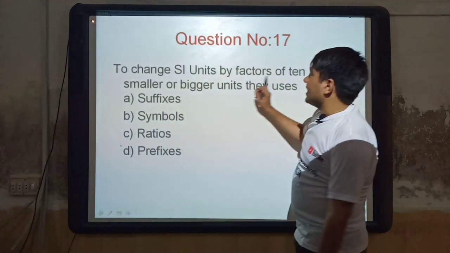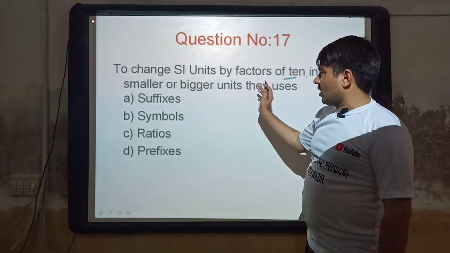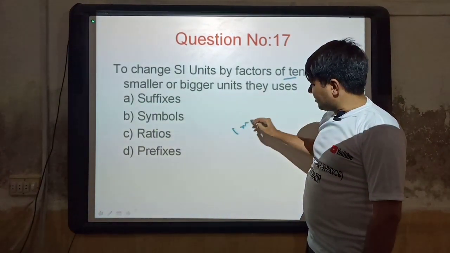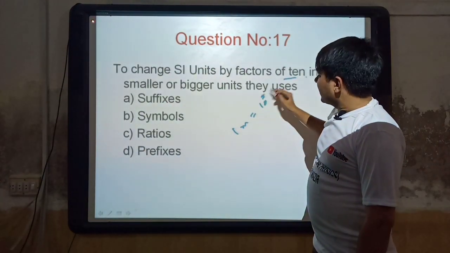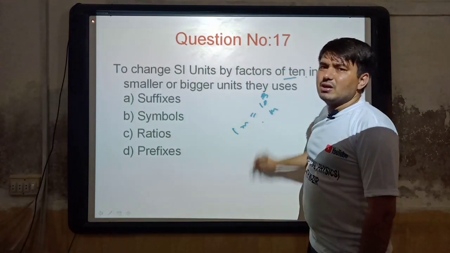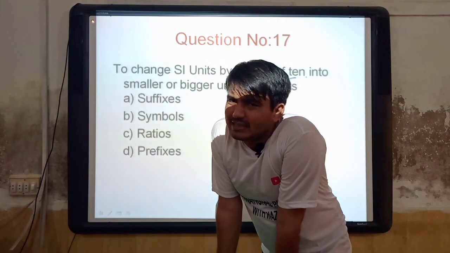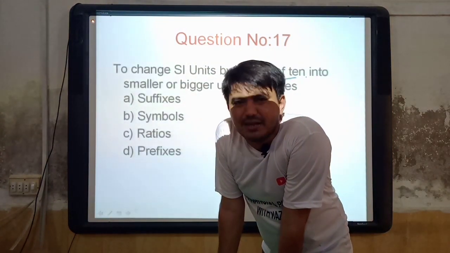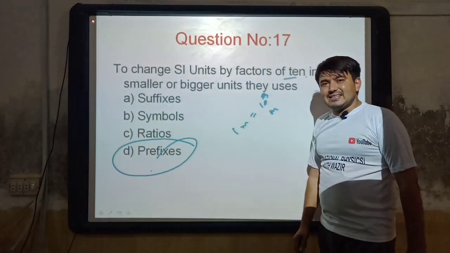We change an SI unit by a factor of 10 into smaller or bigger units. Suppose 1 meter goes into kilometer, decimeter, megameter, terameter, gigameter and so on. These are prefixes.